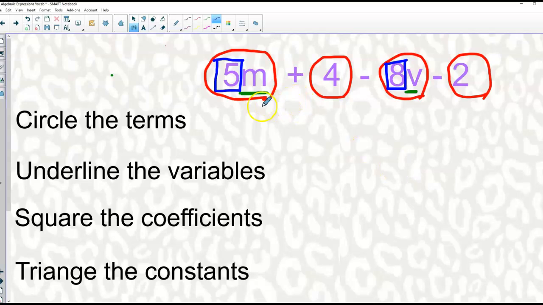Okay? And finally, it asks to put a triangle around the constants. Constants, remember, are the numbers that are by themselves. So what is by itself? Well, this 5 is not because it's attached to m. 4 is, so I would put a triangle around 4. 8 is not alone because it's attached to v, but 2 is. So 2 would get a triangle. Okay, so I think we've picked out all the terms, variables, coefficients and constants.